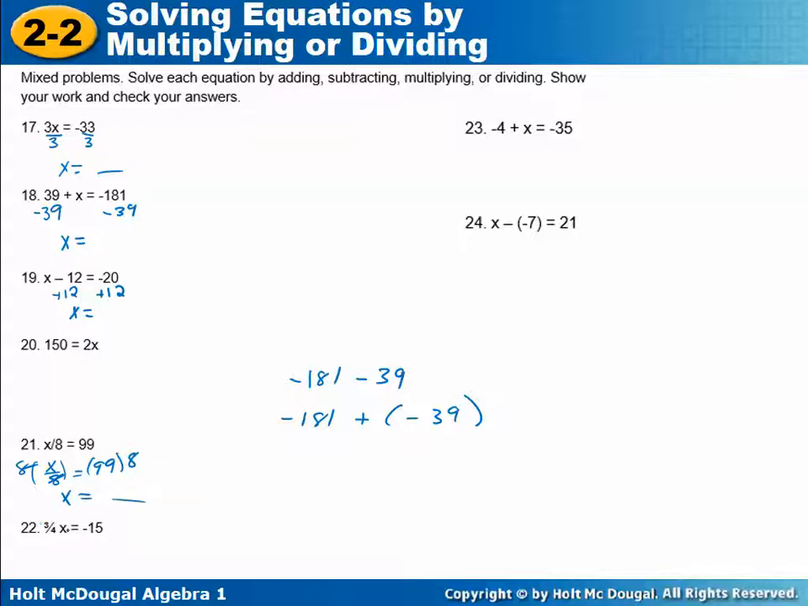In 22, this is one where we are multiplying by a fraction. So the easiest way to undo that is to multiply both sides by the reciprocal of that fraction. So I'm multiplying both sides by 4/3. And then on the left side, this will cancel, and you'll get x equals, and then you'll have to do the right side and make sure that you see that this is a negative 15/1 times 4/3 and find out what you get. All right, I'll let you finish those up.